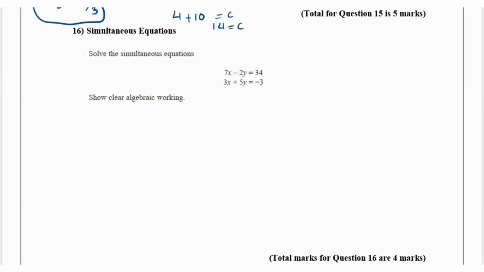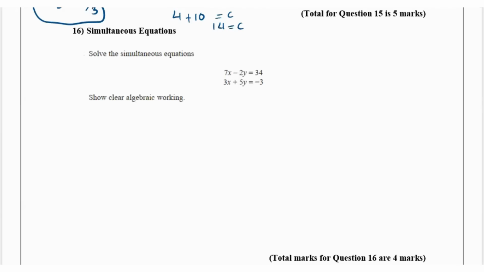The next question says to solve the simultaneous equations, which are 7x minus 2y equals 34 and 3x plus 5y equals negative 3, showing clear algebraic working. So this is the easiest type of simultaneous equations compared to quadratic ones. What you need to do is make sure that the coefficient of the variable that you want to eliminate is the same.